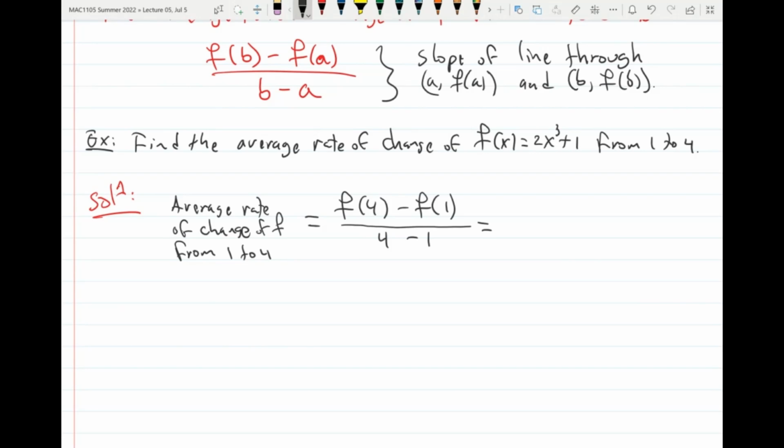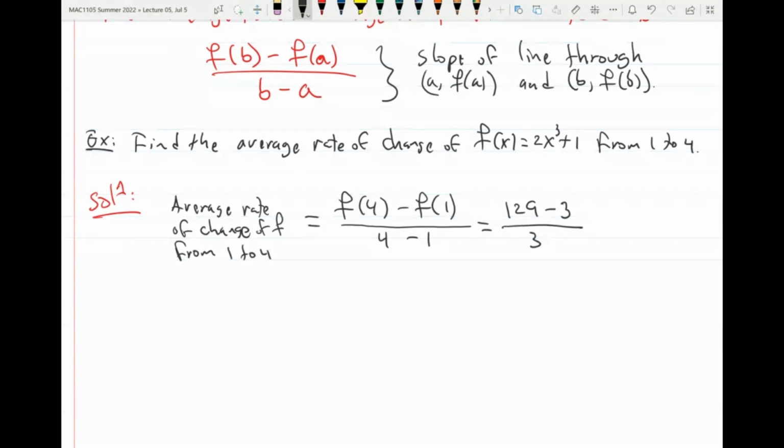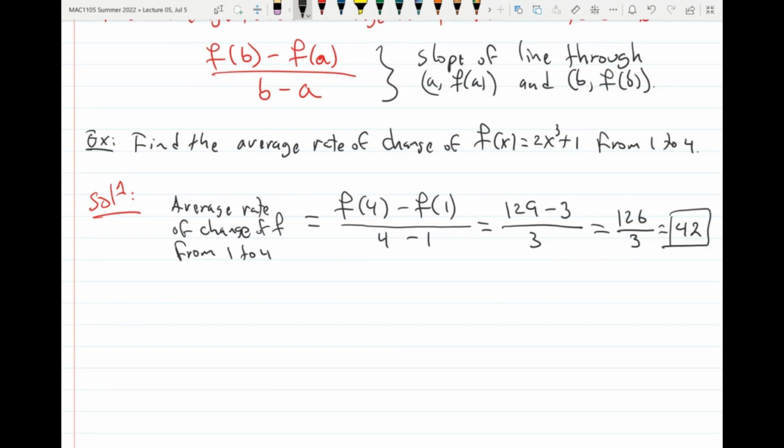So what's f of 4? That's 64 times 2, 128, plus 1, 129. So that's 129 minus 3, that's f of 1, over 4 minus 1, that's a 3. So that's 126 over 3, and we can divide this, so that's 42, right? Yes, 42. So the average rate of change of f from 1 to 4 is 42. In other words, the slope of the line that passes through the points (1, 3) and (4, 129) is 42.